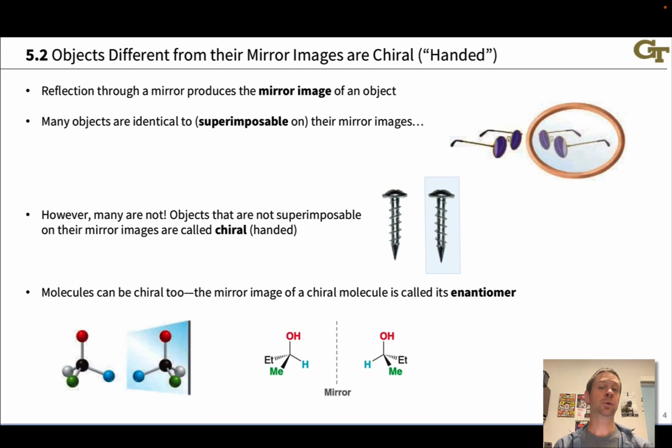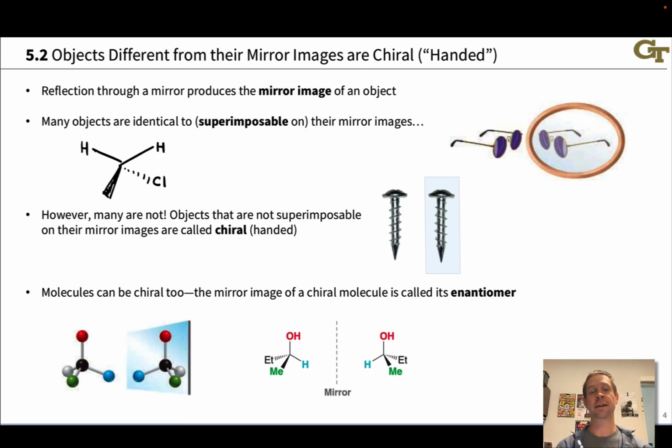Molecules are quite frequently identical to their mirror images like this, and we use this term superimposable to very carefully describe what we mean by identical. Superimposable means we can line up all of the atoms of the molecule and its mirror image exactly on each other without any differences of the positions of atoms or bonds in three-dimensional space.